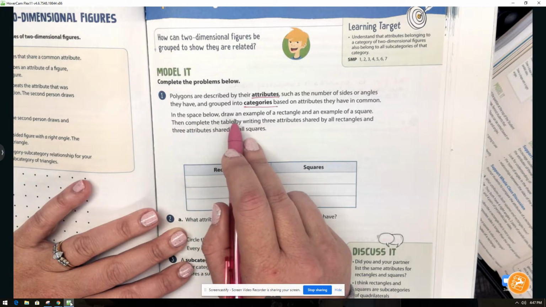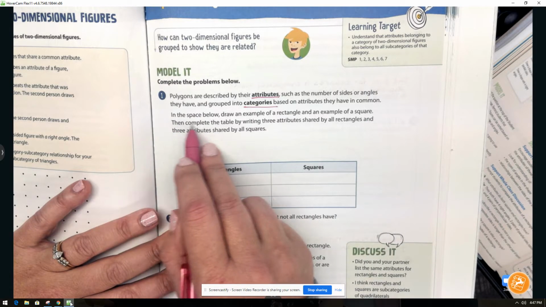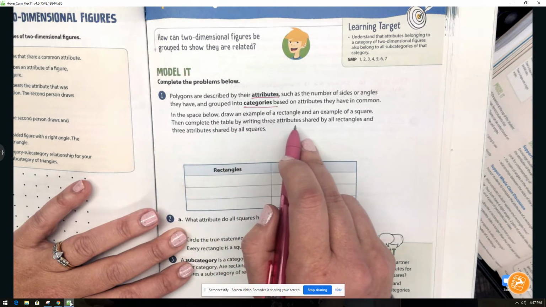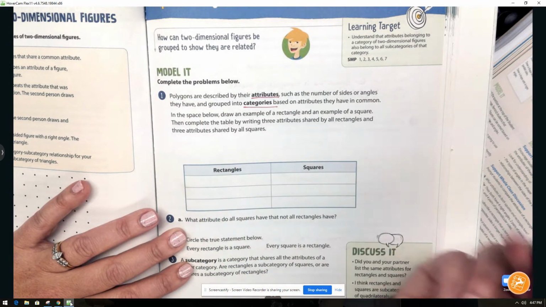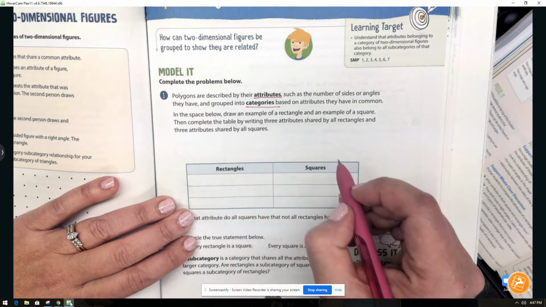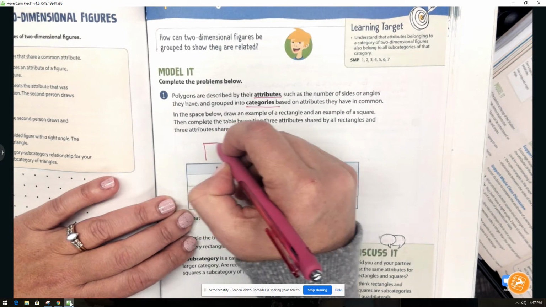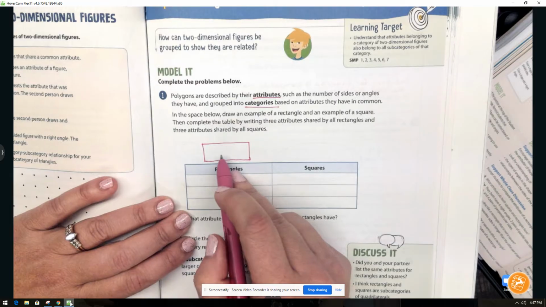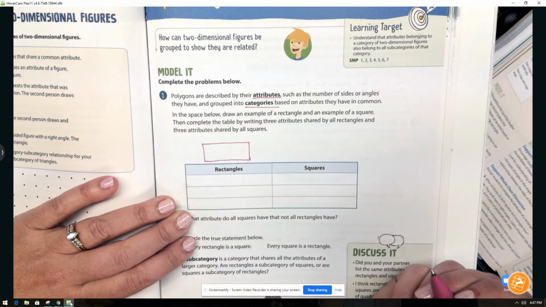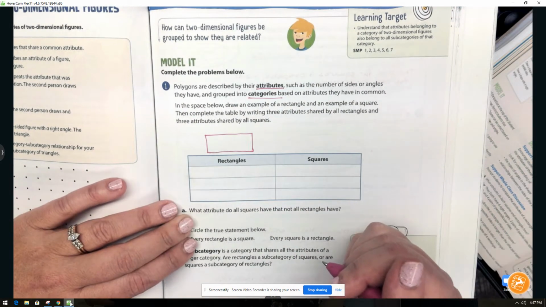In the space below, draw an example of a rectangle and an example of a square. Then complete the table by writing 3 attributes shared by all rectangles and 3 attributes shared by all squares. So first of all, let's start with rectangles. So let's draw a rectangle. Well, I know that a rectangle looks like this. And so what are some attributes of the rectangle? What do you notice about this rectangle? Go ahead and just shout it out. Not that I can hear you, but I want you to practice.